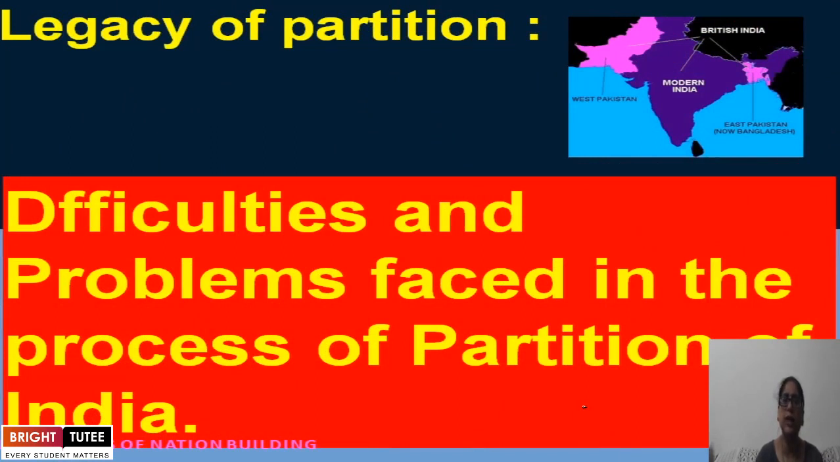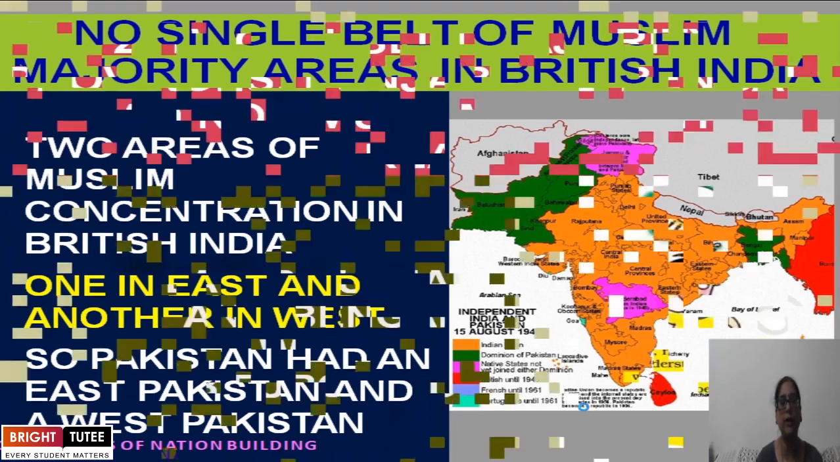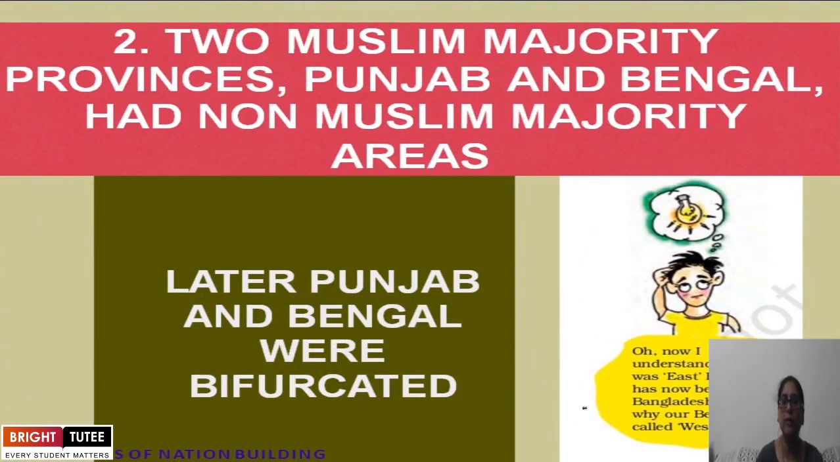Now let us continue with the legacy of partition. There were a few difficulties and problems faced in the process of partition of India. Now, there was no single belt of Muslim majority areas in British India. There were two areas of Muslim concentration in British India, one in the east and another in the west. So Pakistan had an East Pakistan and a West Pakistan, which was also problematic. Punjab and Bengal were the two provinces where they could have had one Muslim majority area. So later Punjab and Bengal were bifurcated, and half of Punjab went to Pakistan and Bengal was changed into East Pakistan.